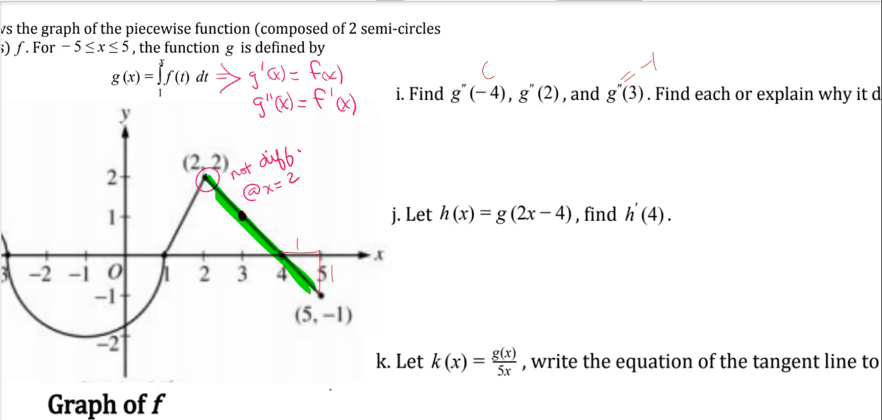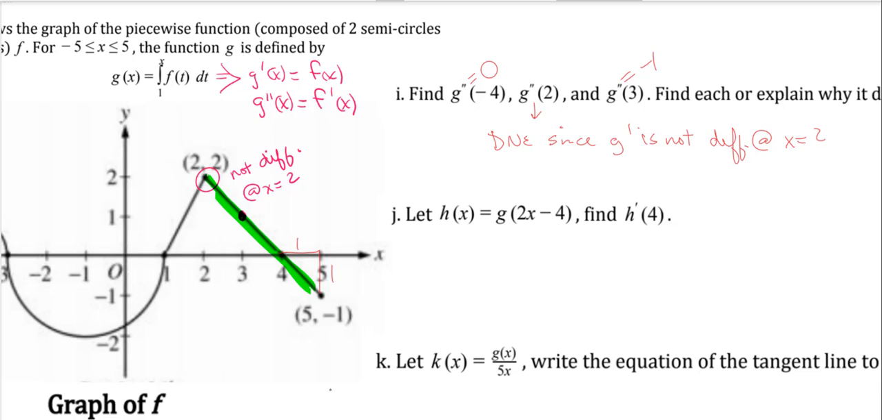G double prime of -4 had a slope of 0. And g double prime of 2 does not exist since g prime is not differentiable there. I'll just abbreviate that DIFF at x equals 2. All right, so that's all you have to do for part I.